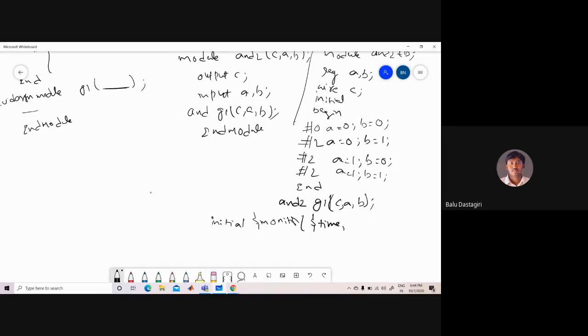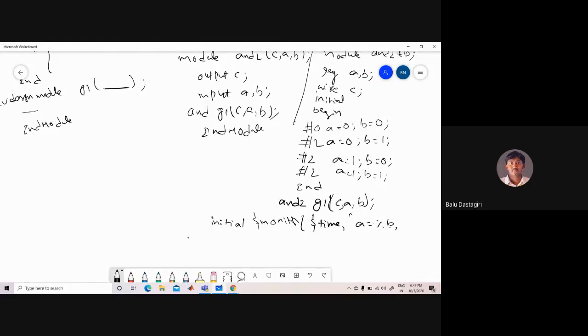$time means it will specify at which time we are getting what result. Here A is equal to percentile B. Whatever values you want to plot, you have to specify that. A is equal to percentile B means I want to plot the value of A. If it is a binary value, it is percentile B. If it is hexadecimal, percentile H. If it is octal, percentile O. If it is decimal, percentile D.